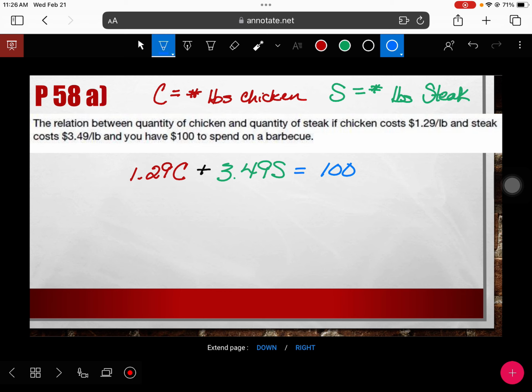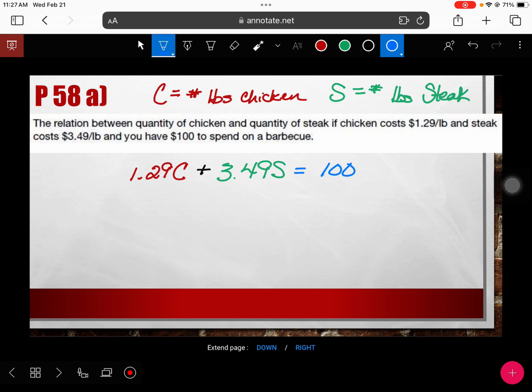Kind of, yeah. But let's say you're having the barbecue at your house and you are ordering this chicken and this steak, and your mom says, here's $100. Think about when you go to the grocery store. Are you going to give her any money back? Are you going to use it all? Do we know at this point?